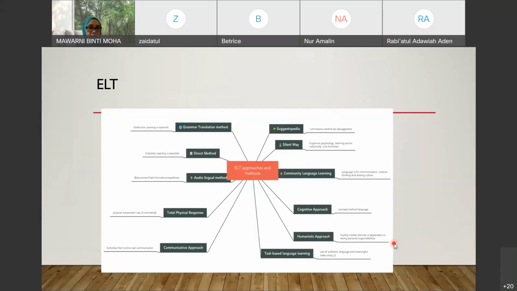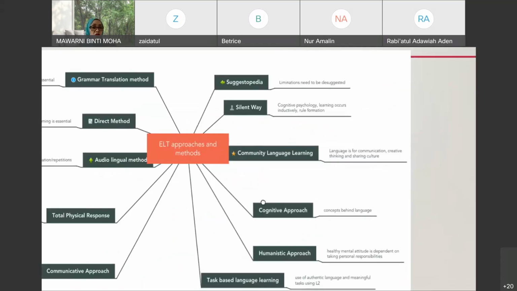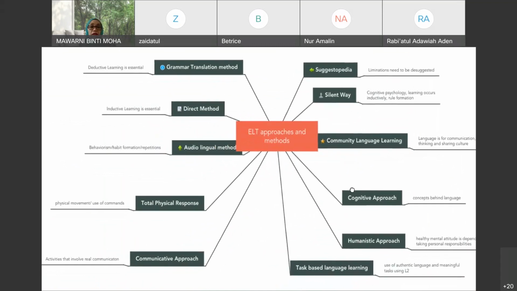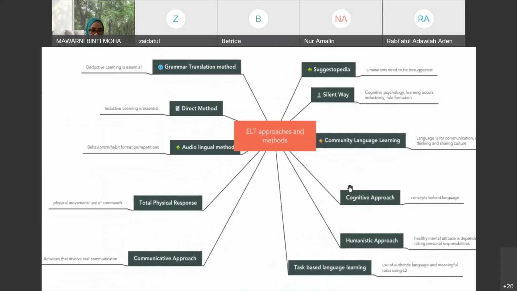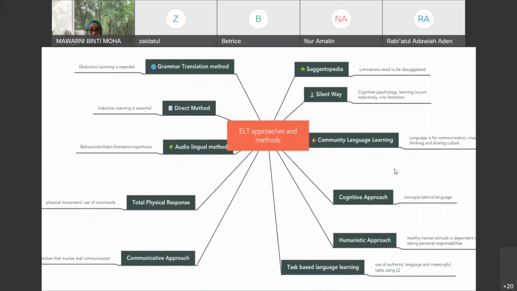Let's say you are TESOL students, you wanted to do something on ELT approaches and methods. Yeah, there are lots of them. This is just one example. Yeah, you can reflect or refresh all the courses that you have taken, or the information that you have gathered from the classes with your lecturers.